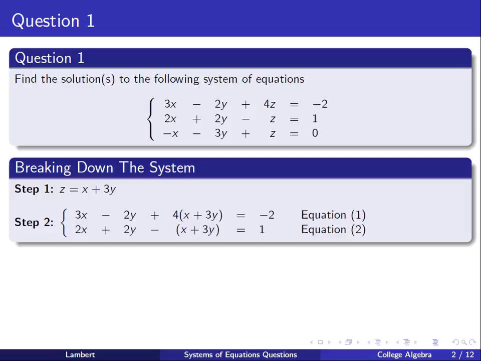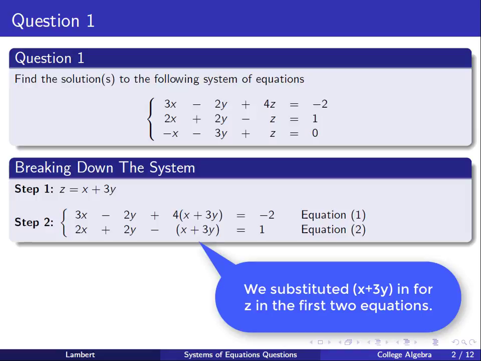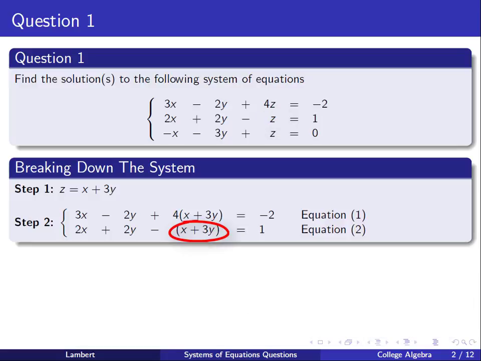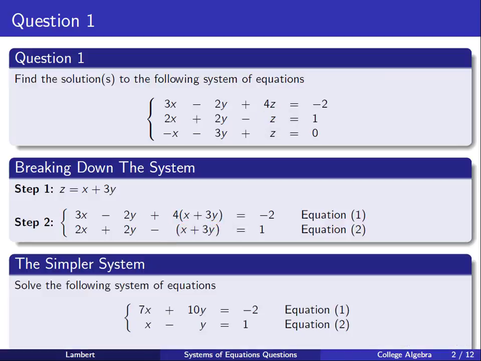Now, if we make that substitution, we're down to two equations. So we want to take that third equation and substitute that into the first two equations for the z variable. And that's what you see here. So notice instead of 4z in the first equation, you have 4 times the quantity x plus 3y because we solved for z there. And in a similar manner, instead of minus z, you have minus the quantity x plus 3y. So this is a much easier thing for us to handle, and we can simplify this, distributing that 4 and that negative symbol in equations 1 and 2 respectively. You have 7x plus 10y equals negative 2, and x minus y equals 1.